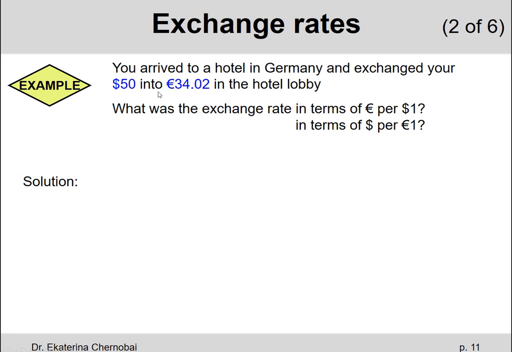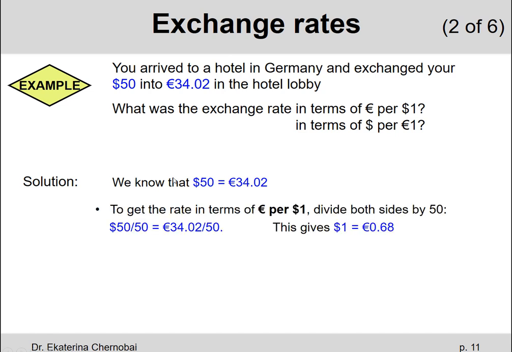Solution. So first, we know that $50 is equivalent to 34.02 of a euro, right? So we can just set the two numbers equal to each other. $50 equals 34.02 of a euro.